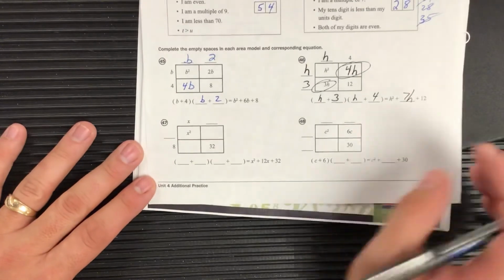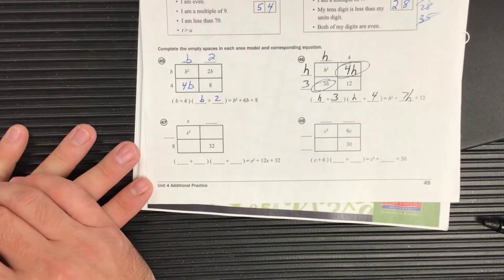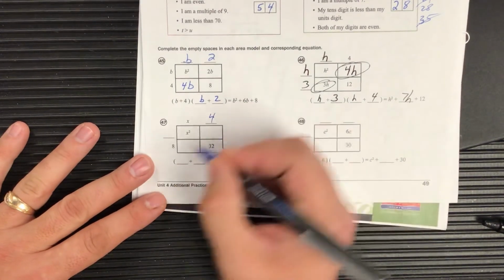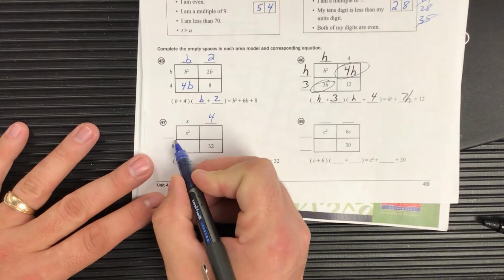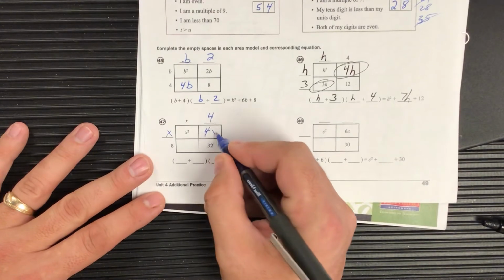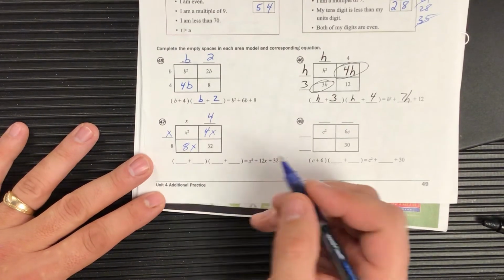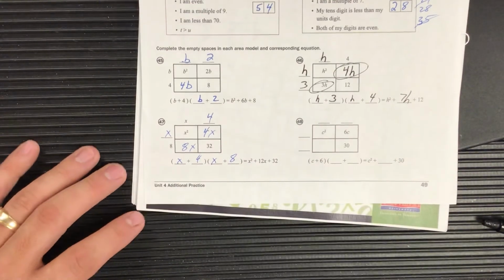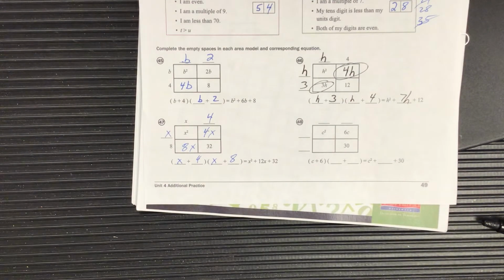47. Everybody think they got the top? Yeah. What's x times 4? Left side? x. Yep. So that means this is 4x. This is 8x. This is x plus 4 and x plus 8. Good. How about the last one?